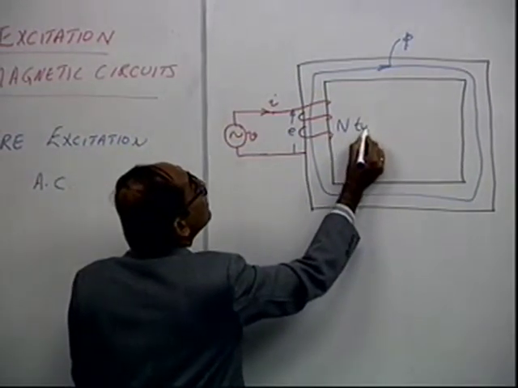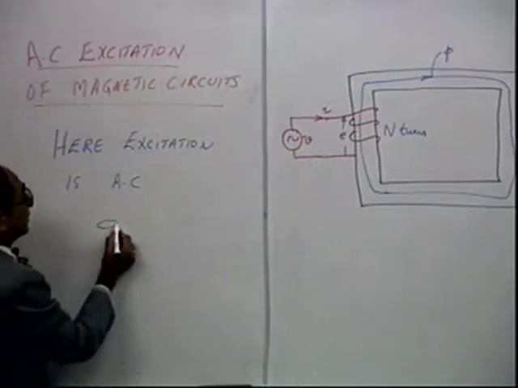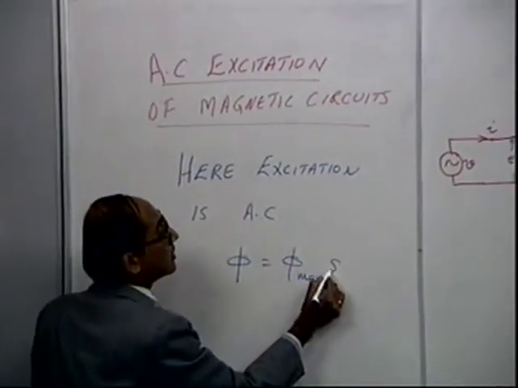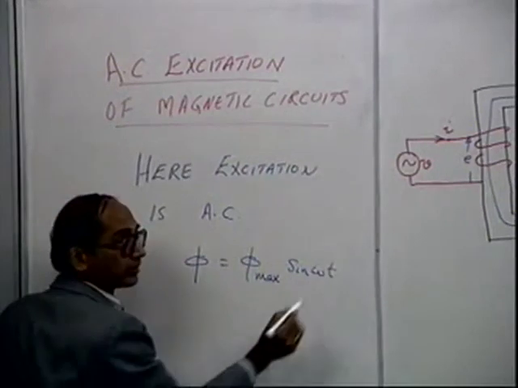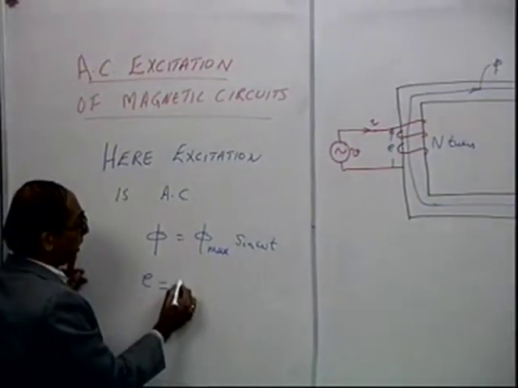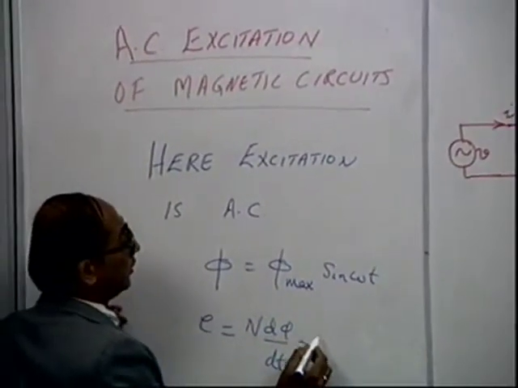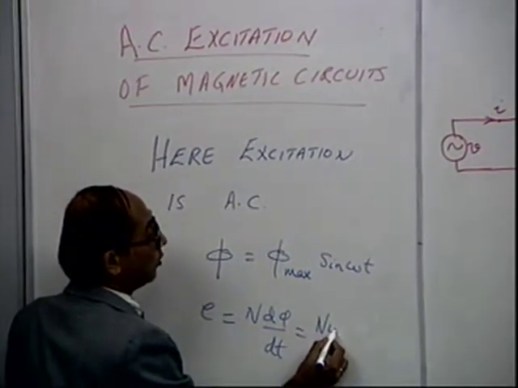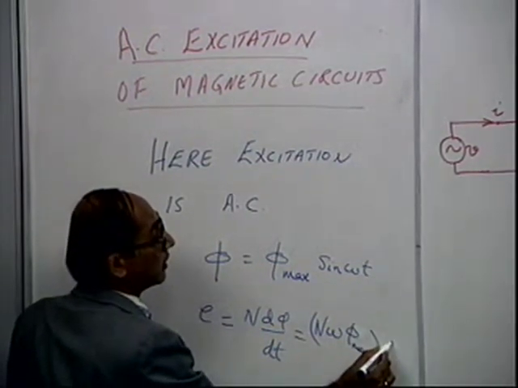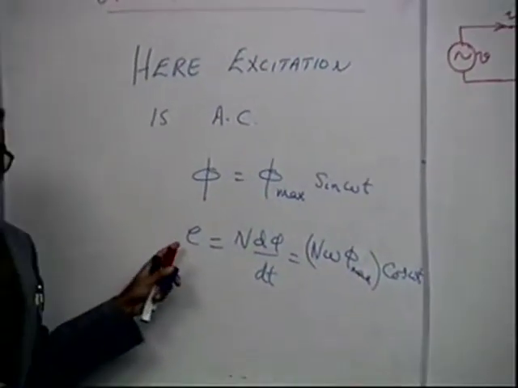This has N turns, and if the flux is phi max sin omega t, then we have defined E in the same direction as N d phi by dt, and you get this as N omega phi max cos omega t. That will be the E.